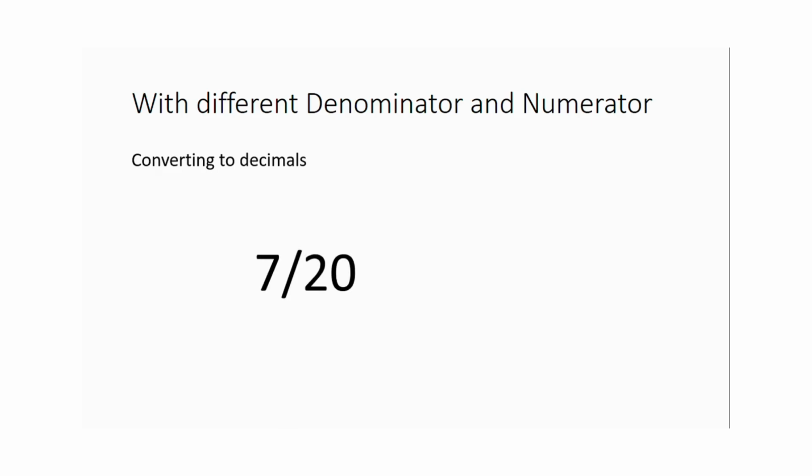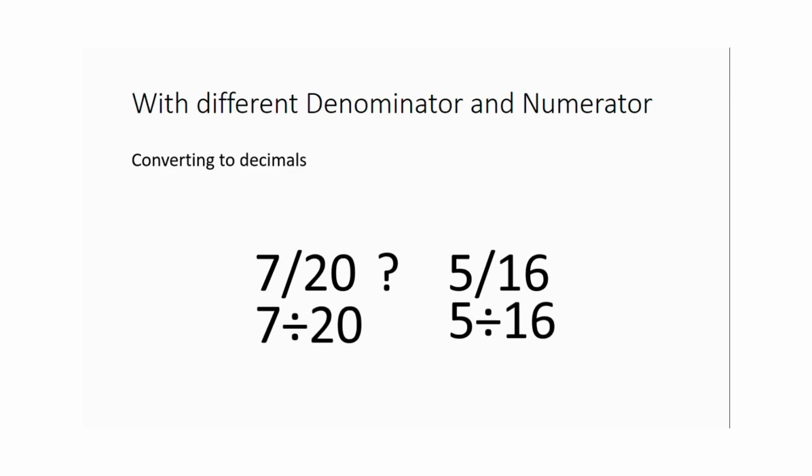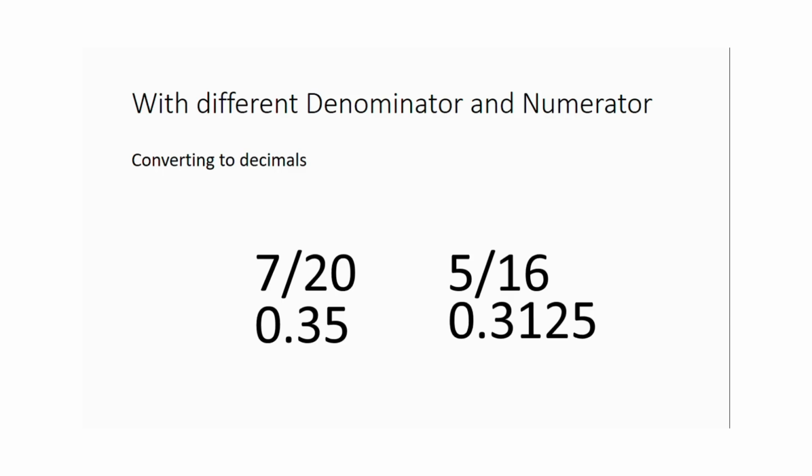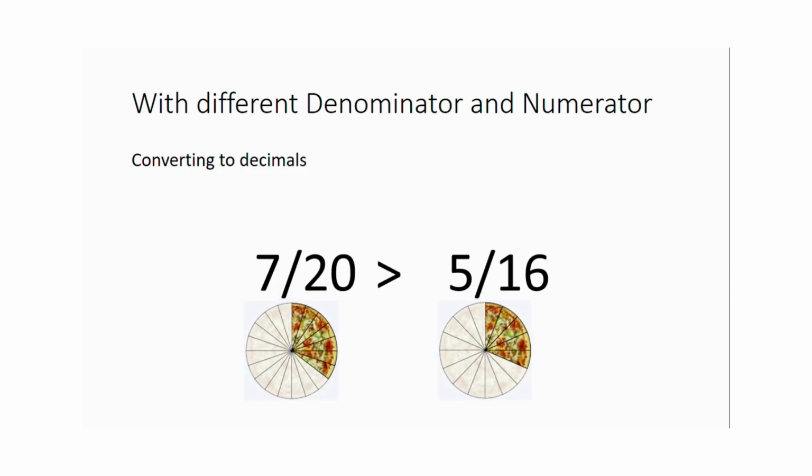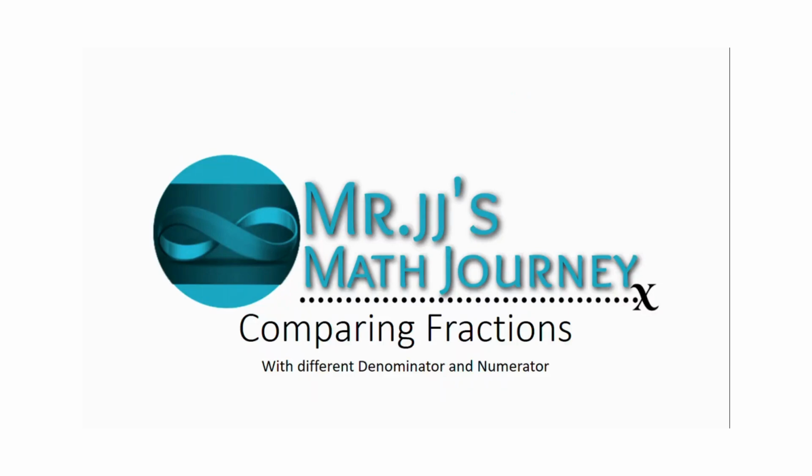How about 7/20 compared to 5/16? Do 7 divided by 20, 5 divided by 16. 7 divided by 20 is 0.35, and 5 divided by 16 is 0.3125. And so it looks like 7/20 is greater. And here's the pizza representation. It looks like it is a little bigger. So that was comparing fractions in 3 different ways.